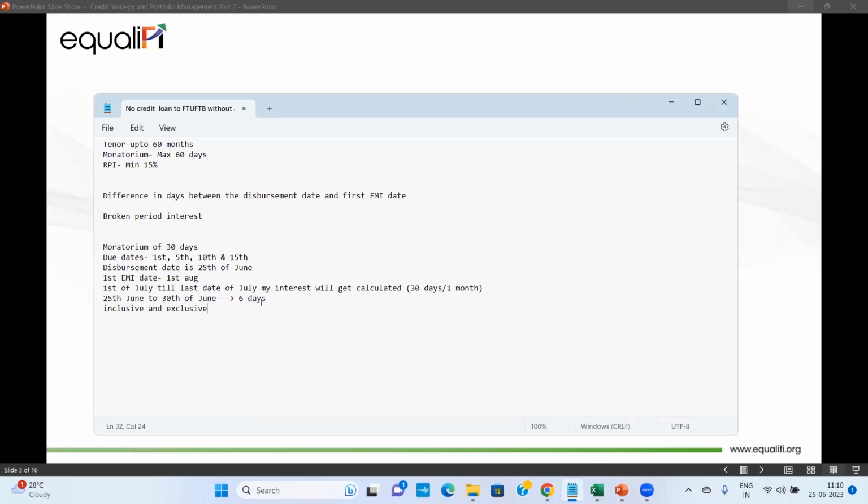So this 6 days interest is called broken period interest. From 1st of July, you can calculate till 31st of July, and then you charge that interest along with the principal on 1st of August. But what about these 6 days? What about the interest for these 6 days? This 6 days interest, we call it broken period interest, or BPI.